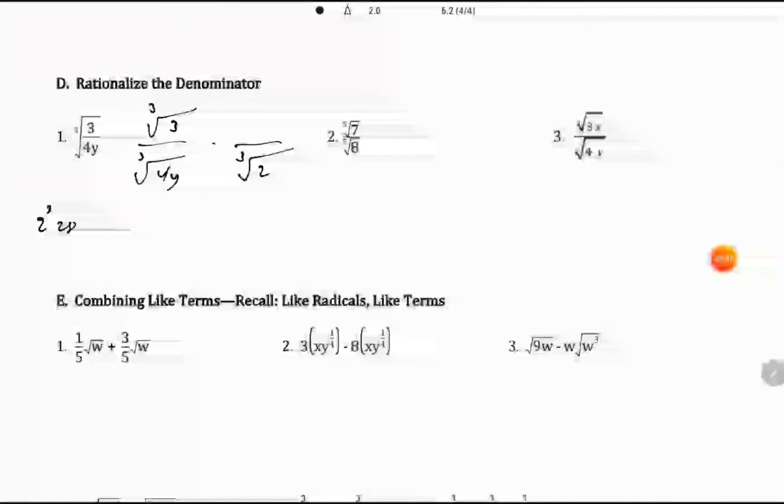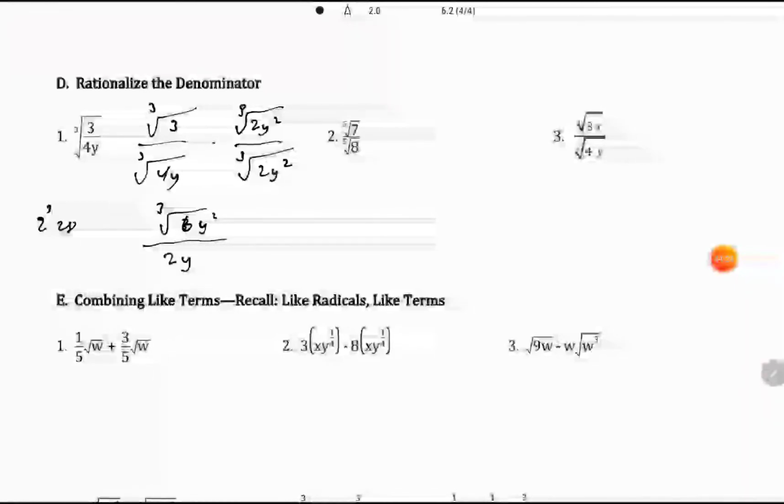Now how do we get rid of the y? Well, we're going to multiply it by y squared, because y times y squared is y cubed, and the cube root of y cubed is y. And that gets rid of our silly square root, I mean radical. Okay. So on top, I'm going to get the cube root of 6y squared. And then on the bottom, I'll get 8y cubed, which is the same thing as 2y. Cool. And that's it, right? Yep.